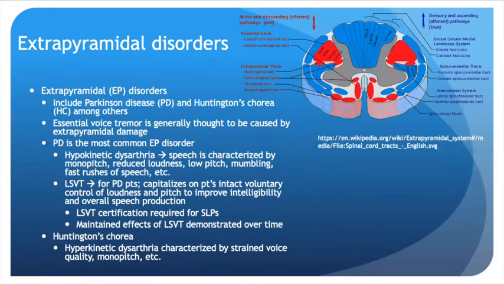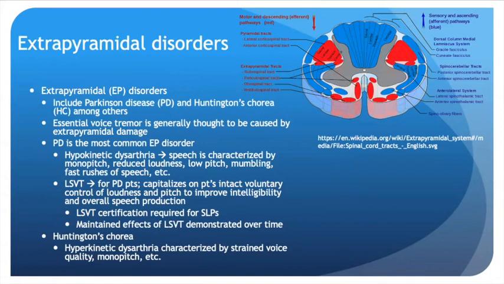Extrapyramidal disorders include things such as Parkinson's disease and Huntington's chorea. Essential tremor is generally also thought to be an extrapyramidal disorder. Parkinson's disease, though, is the most common extrapyramidal disorder. This manifests as hypokinetic dysarthria. The speech is characterized by monopitch, reduced loudness, low pitch, mumbling, fast rushes of speech, things we discussed in the motor speech disorders section.